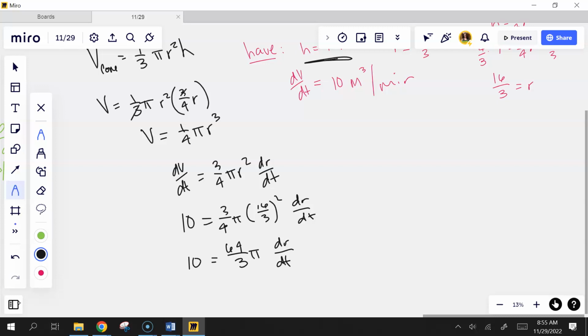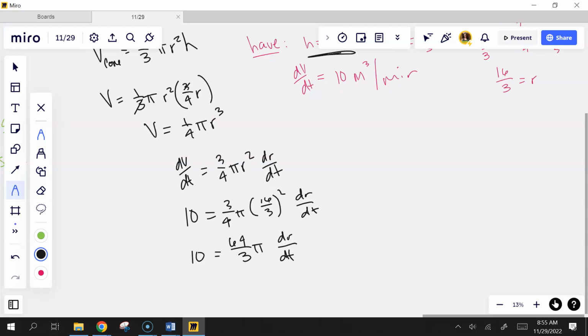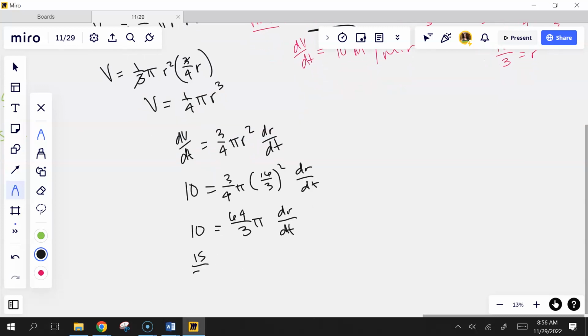Now I'm going to multiply by the reciprocal. So I'm going to do 10 times 3/64. The pi actually goes to the bottom. Meters per minute.